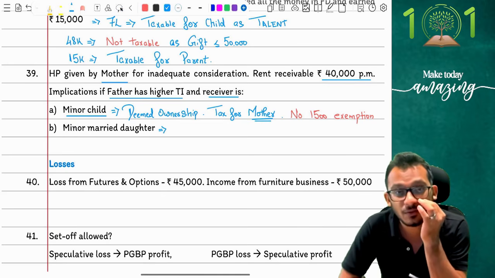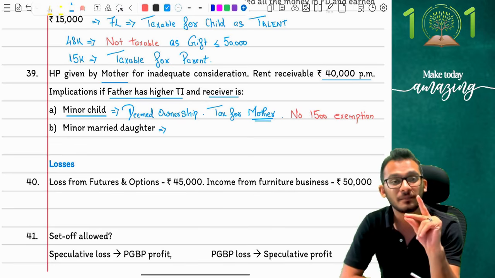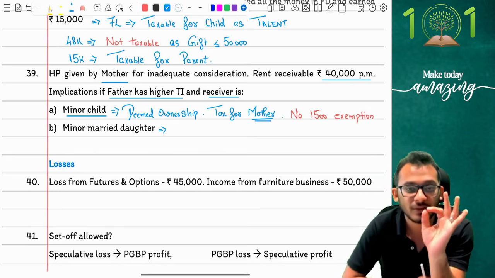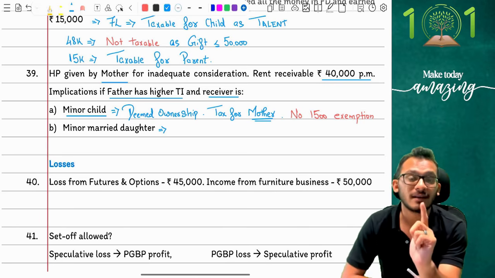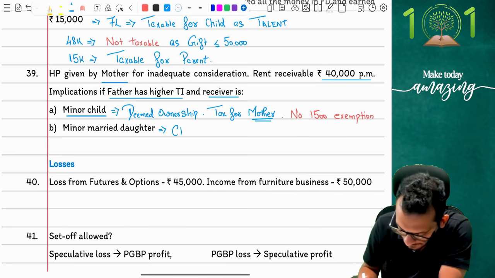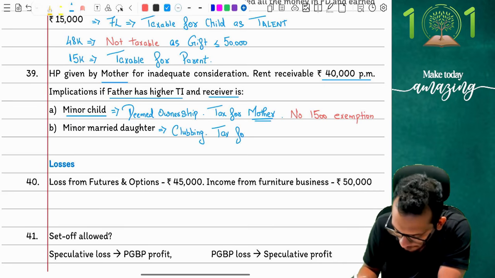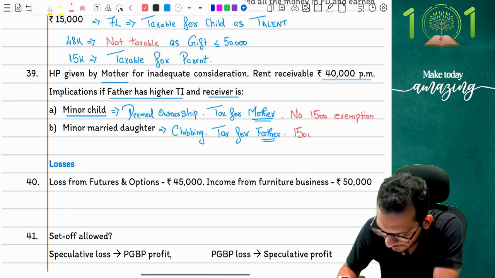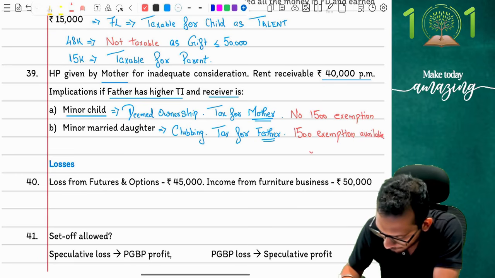Next part says I am going to have what is called a minor married daughter. Now, if you remember the HP rules, people, HP says any kind of transfer happening from parent to minor child will be taxable for the respective parent. However, this provision does not cover minor married daughters. Minor married daughters are not covered in it because it is covered under clubbing rules, and therefore here I will apply the clubbing rules. Now, because I am applying the clubbing rules, I will say tax it for the father because his income is higher. And will you grant standard deduction? Yes, the exemption of 1500 is available to you under DTR.